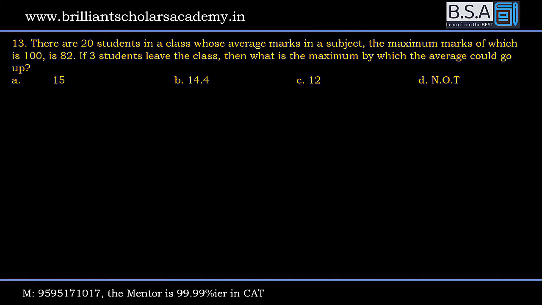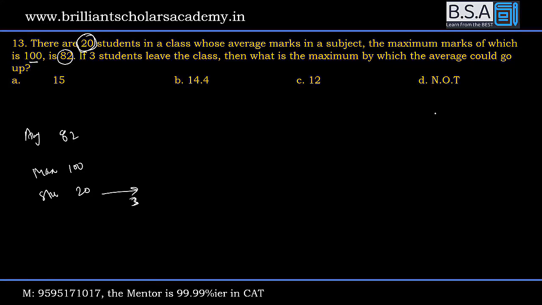There are 20 students. Their average marks are 82 and maximum marks are 100. Average marks 82, maximum marks 100. Students are 20. So 3 of these are going to leave.